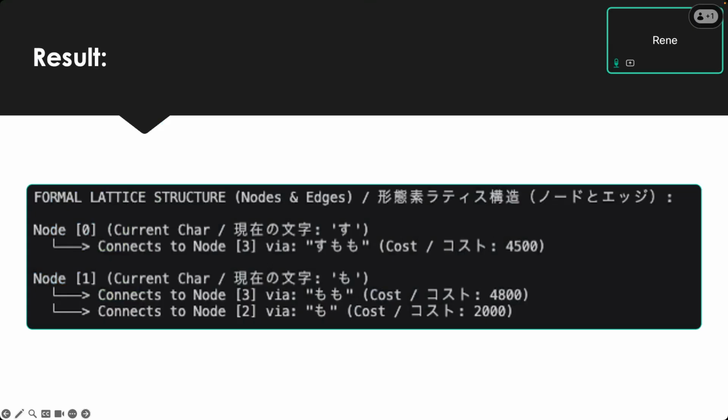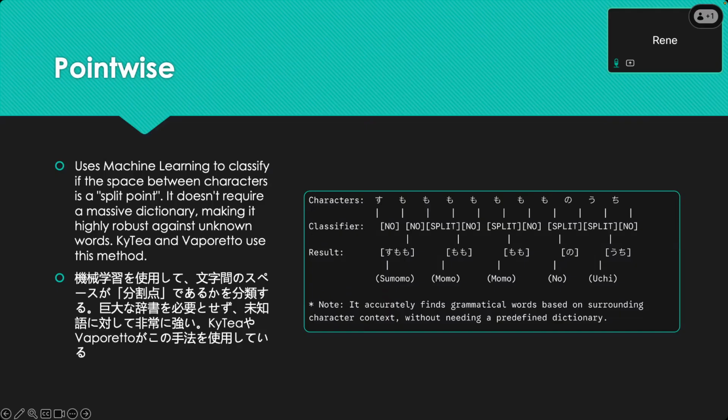Okay. So after that, as we were talking before, we also have the ML-based tokenizers. In this case, we have pointwise, which is basically a tokenizer that splits the words, and it doesn't require a dictionary, which is something nice, but the problem is that it can lack a little bit of context because of this. And there are some tokenizers that use this, like Kaitia and Vaporetto. We can see here the same type of sentence that we used in the last example.